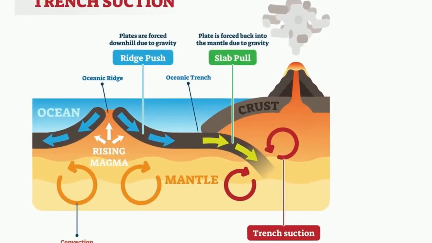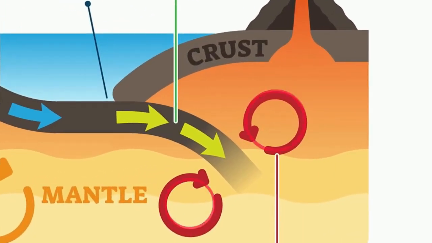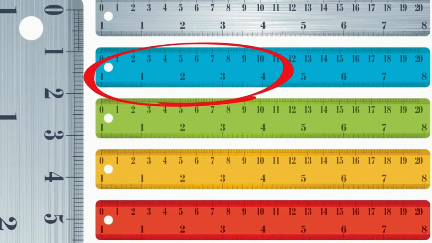Slab suction occurs when a small-scale convection current in the mantle wedge pushes the plate further away from the ridge and back into the mantle. These actions cause the plates to move roughly 10 centimeters a year.